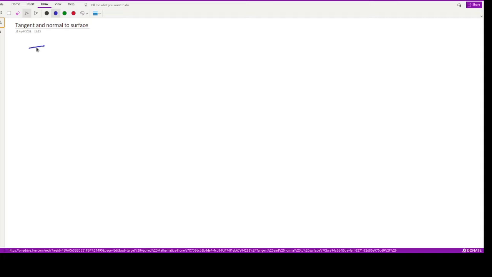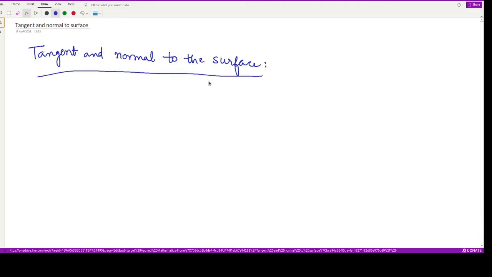The next topic is tangent and normal to the surface. So before studying about surface, let us first discuss about curves.